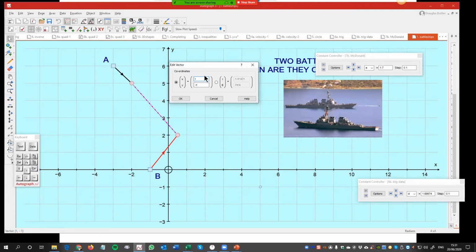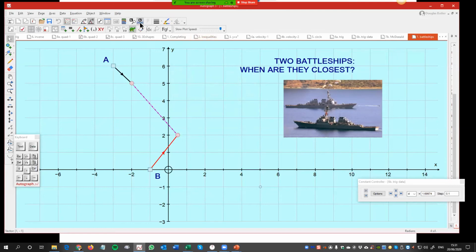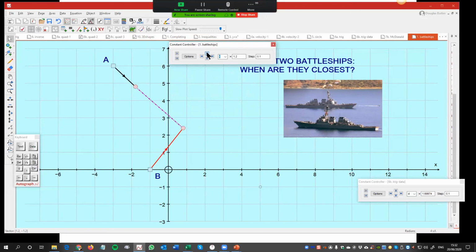It looks like I've already done it. It was 1, minus 1, and now I'm making it t, minus t. And that way, you'll see that as I change t, which of course is another parameter, I'm going to open the constant controller and increase t, and you can see what happens as t increases. That's lovely.